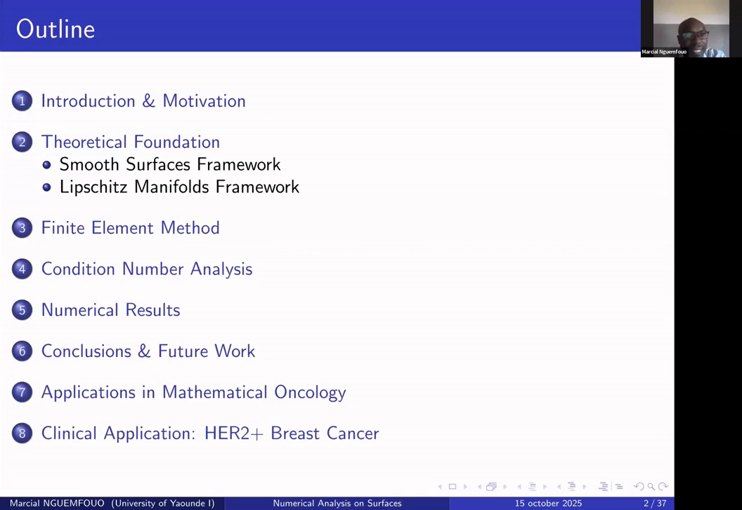Our talk is outlined like this. We will start with some introduction and motivation, and the theoretical foundation: the finite element method and the condition number, which is the key element to ensure that the computational linear system is well posed and may give a good solution. We will give some numerical results. We conclude and give some future work. And at the end, we will show a simple application in mathematical oncology.